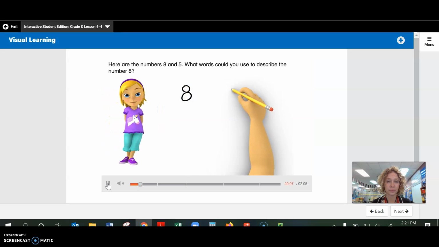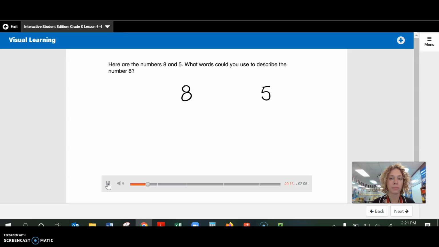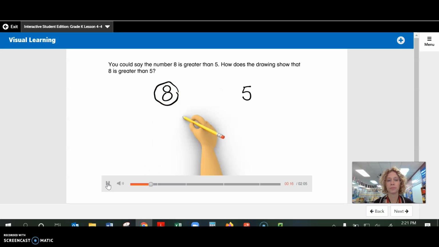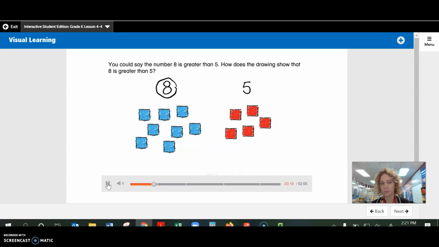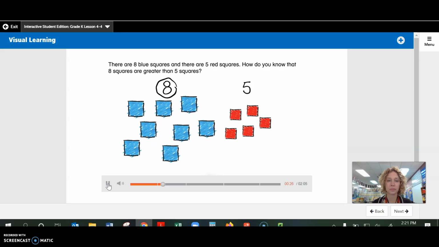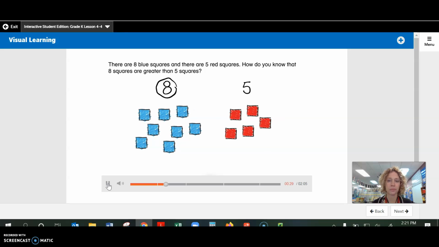Here are the numbers 8 and 5. What words could you use to describe the number 8? You could say the number 8 is greater than 5. How does the drawing show that 8 is greater than 5? There are 8 blue squares and there are 5 red squares. How do you know that 8 squares are greater than 5 squares? When you count, 8 comes after 5. 1, 2, 3, 4, 5, 6, 7, 8. So it's more.